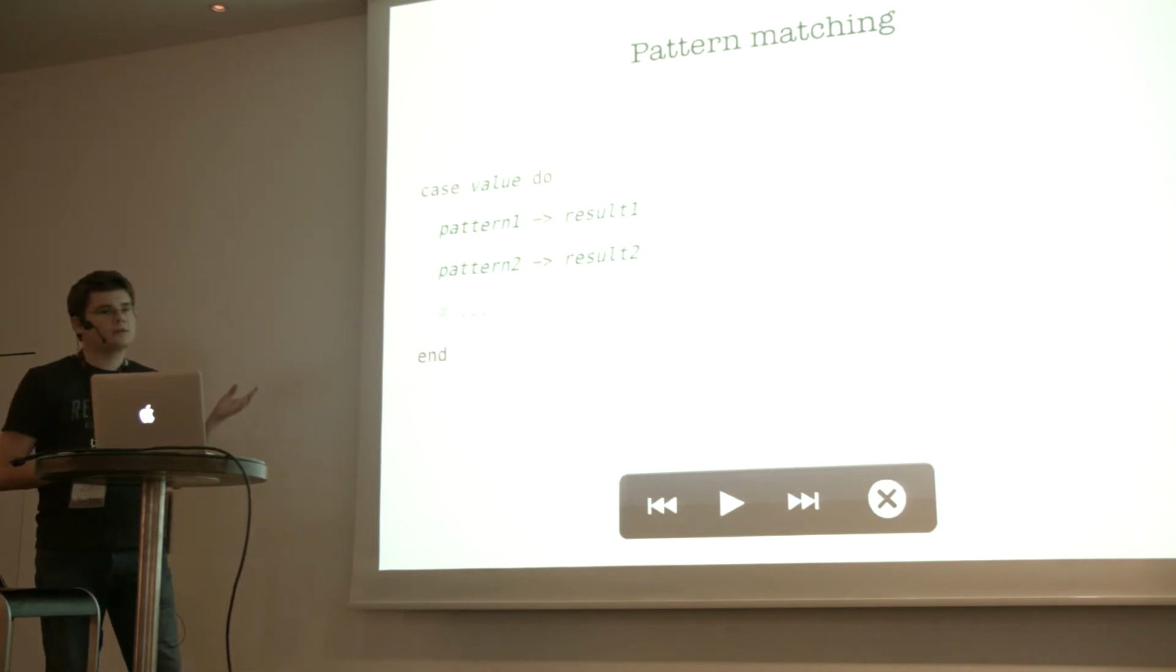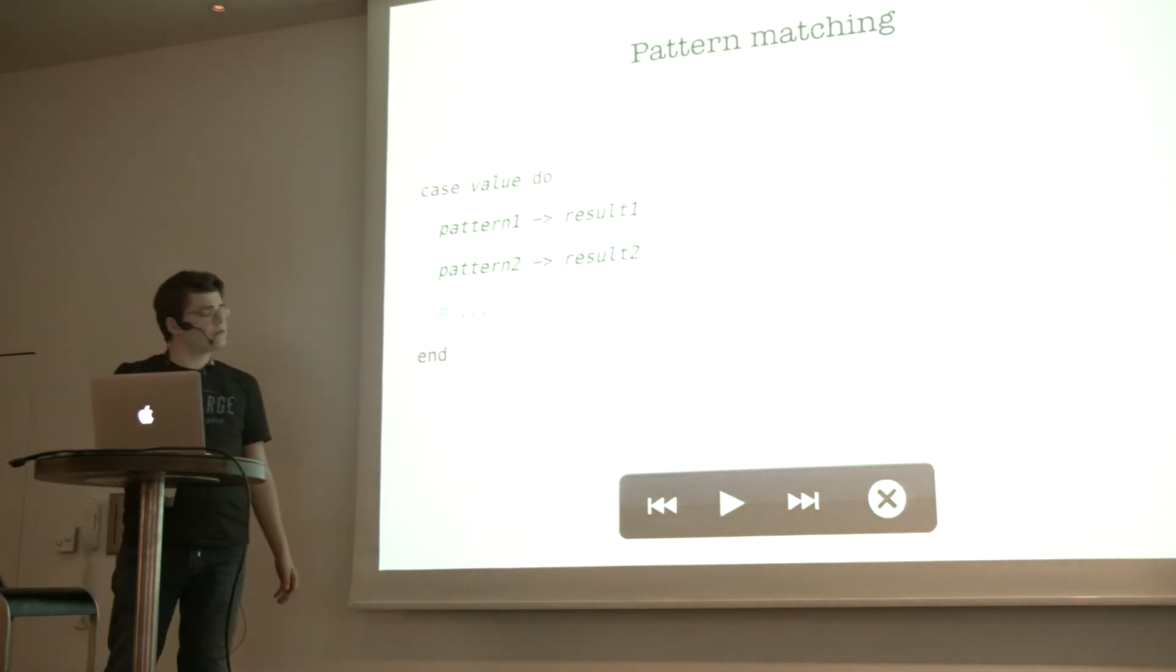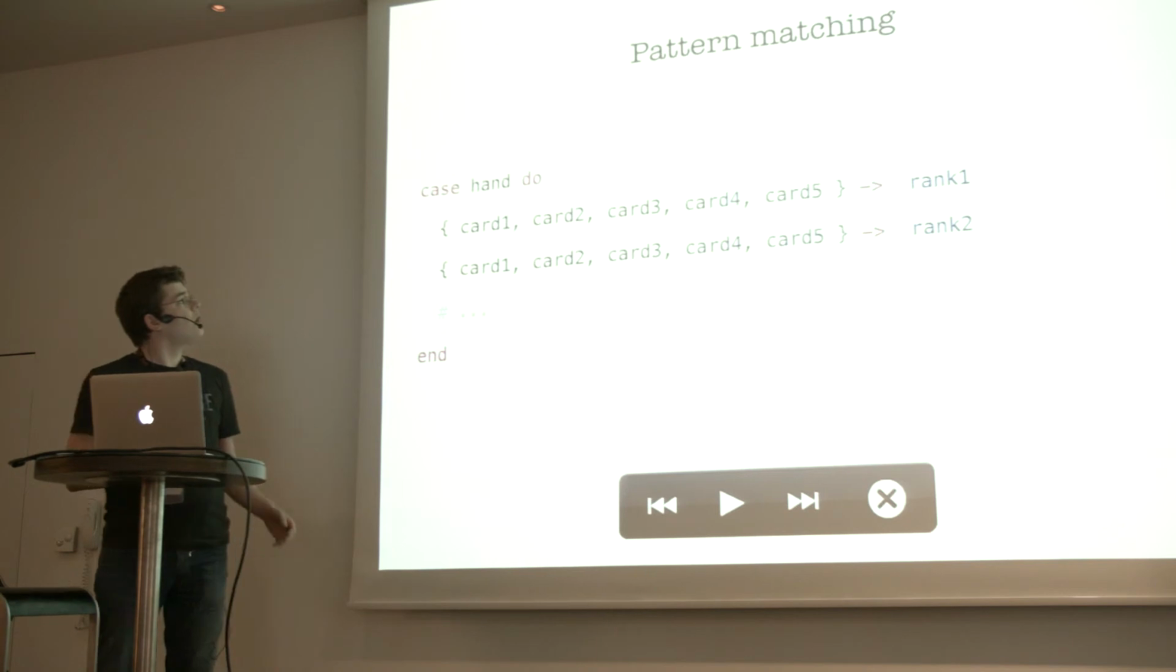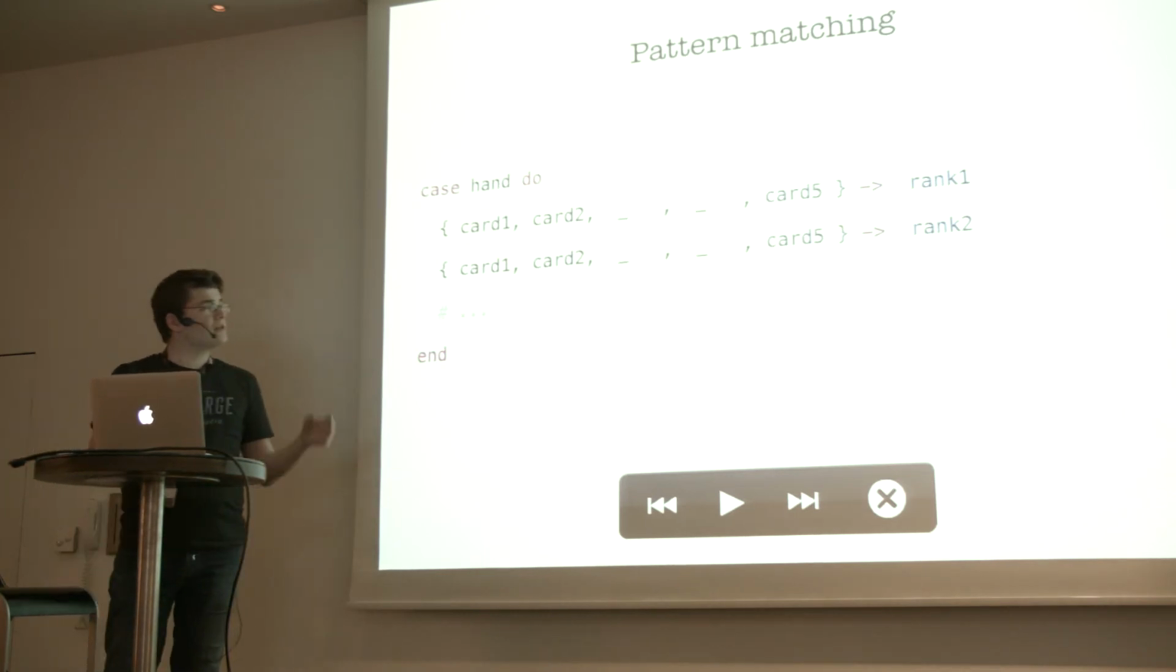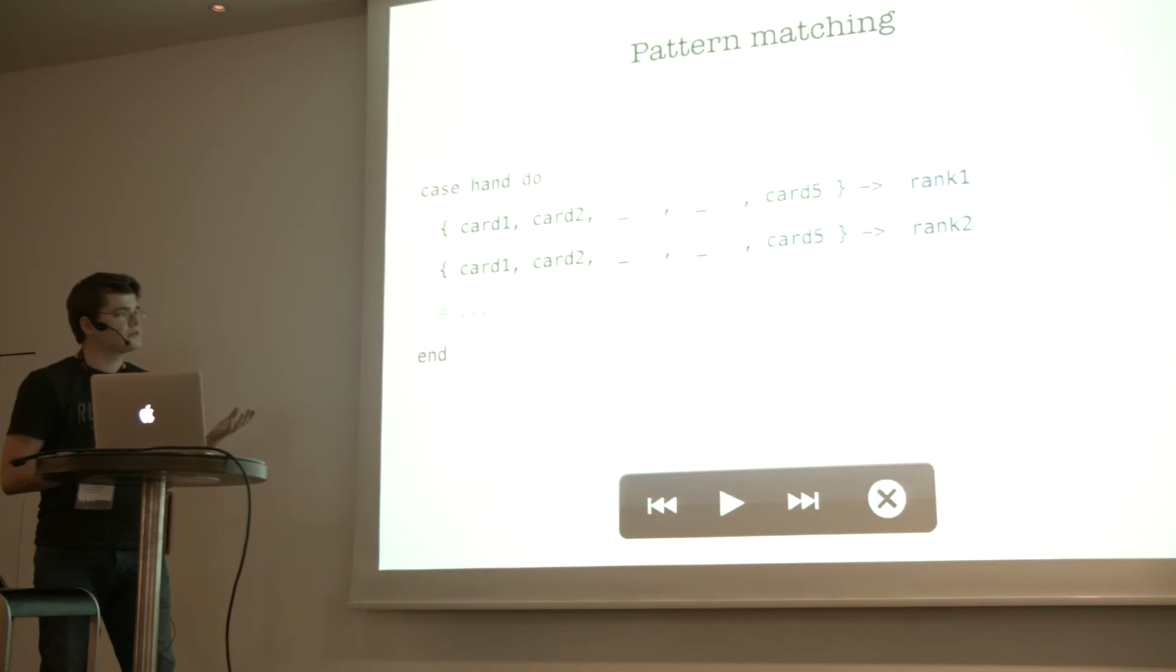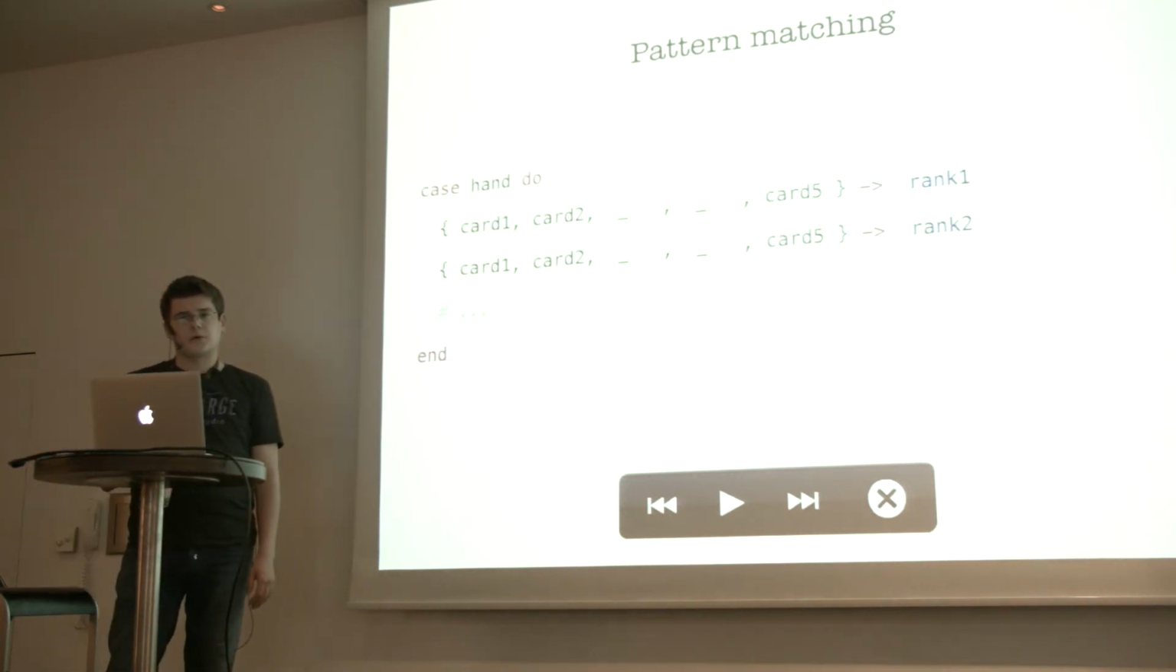So you all know that. That's a case expression. We have the pattern on the left and then the result on the right of the pattern. So in our example, we match the hand against these patterns. These patterns are the 5 card tuples. Sometimes we may not care about particular cards, so we can just put an underscore. Underscore is going to match any card in that particular slot.